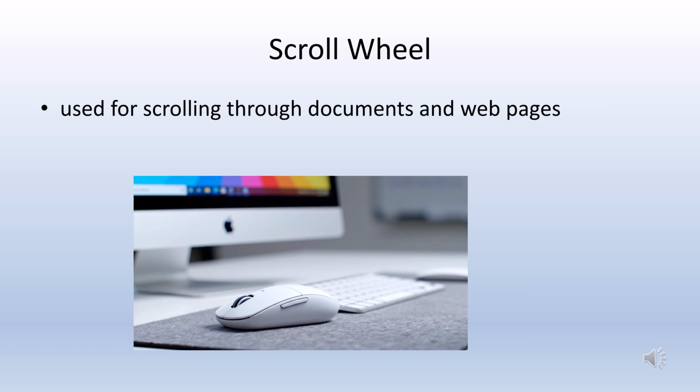Now let's see the scroll wheel. We have seen it in the parts of the mouse. The scroll wheel is used for scrolling through documents and web pages. So you have to roll the wheel up and down. When you want to scroll your document up, you have to scroll the wheel up. When you want to scroll your document down, you have to scroll that wheel down.